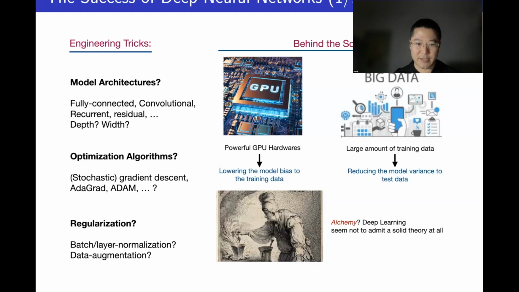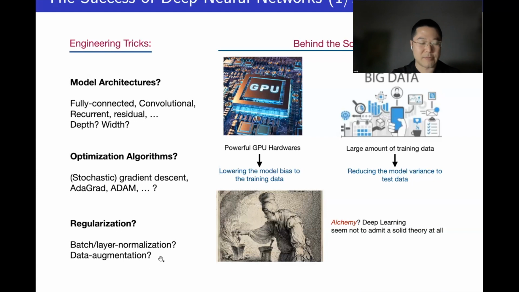The powerful GPU hardware enables the model bias on the training data to go down to zero, and big data can reduce the model variance on test data to a small scale. So many people describe deep learning as alchemy, because we don't care so much about deep learning theory at all. Instead, we focus on engineering tricks. We can choose model architectures: fully connected, convolutional, or whether or not to use a recurrent architecture. Other people use different optimization algorithms to improve the efficiency of deep learning training.